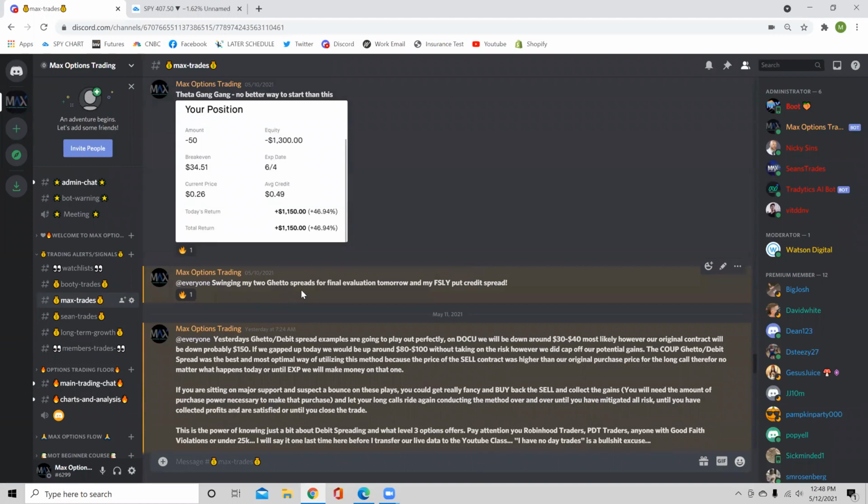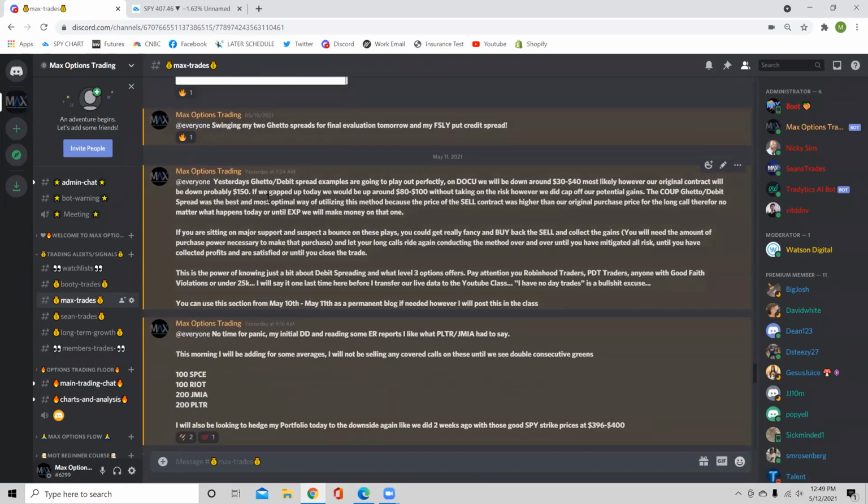So now I'm swinging my 2 ghetto spreads for final evaluation tomorrow in my put spread there. So yesterday's ghetto and debit spreads, this is the following day, are going to play out perfectly. On Docu, we're going to be down around $30 to $40 because it was down $8 at open. But actually what happened was it opened flat because our sell side was down so much that we opened up flat. I wind up making my 5% on that trade, which was fantastic. I thought it was going to be down huge. The method had proven again why it is so efficient. I wind up making 5%.